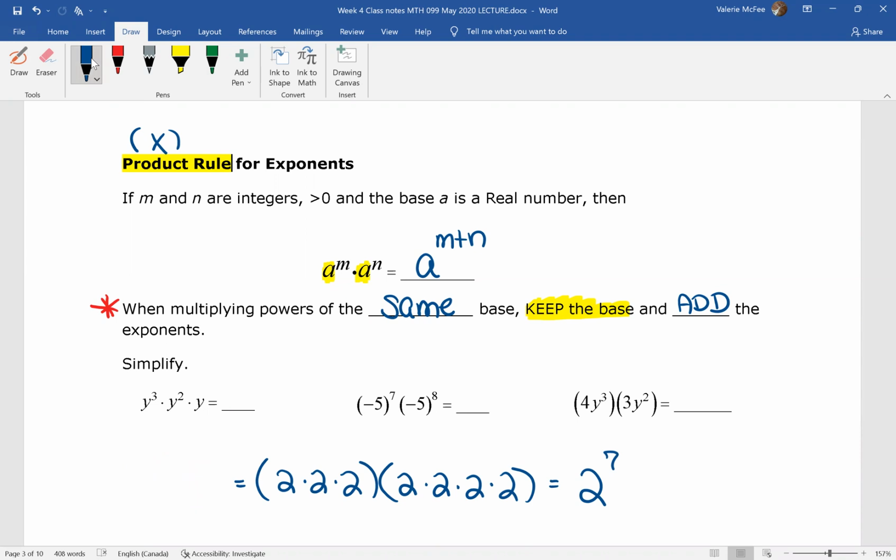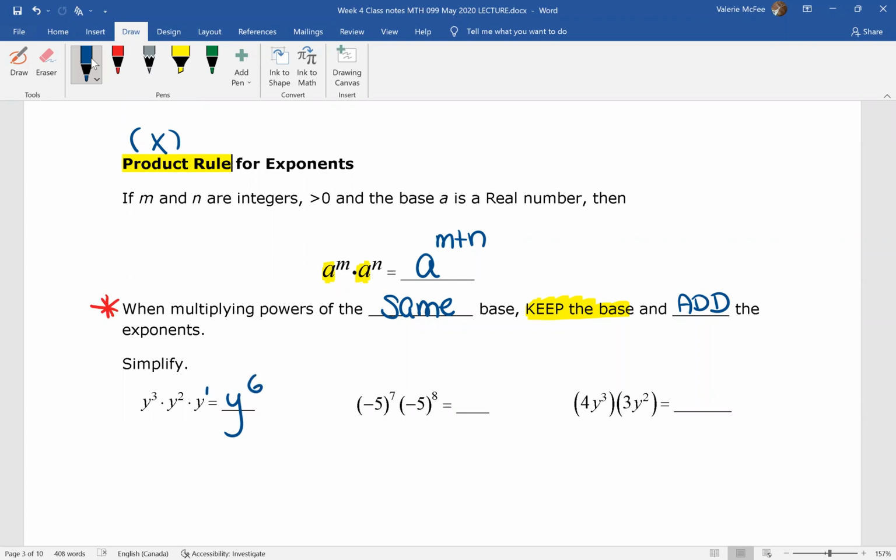Y cubed times y squared times y. The bases are all the same. So we keep the base and add the exponents. 3 plus 2 plus 1. Don't forget, if no exponent is written, we have a power of 1. The bases are the same. Add the exponents.